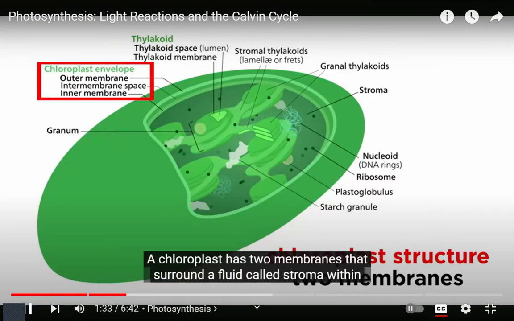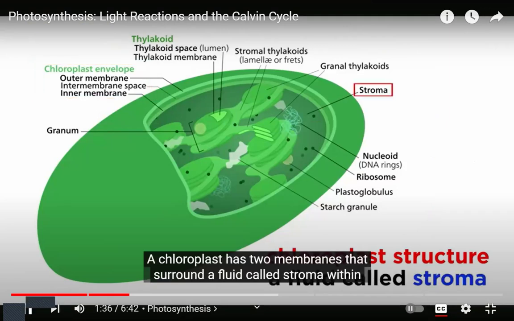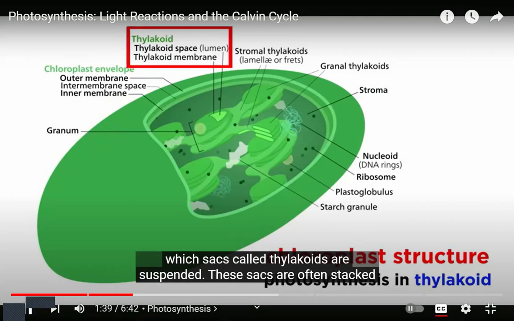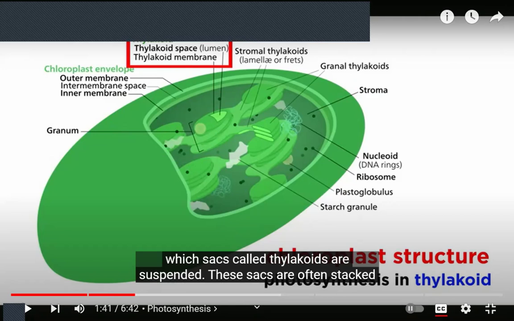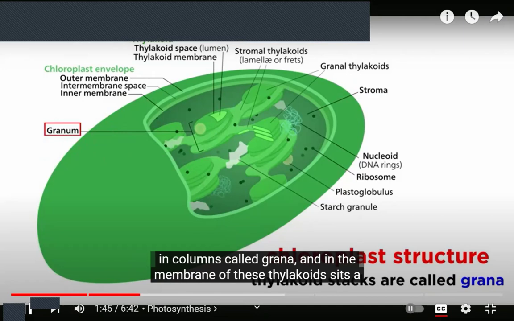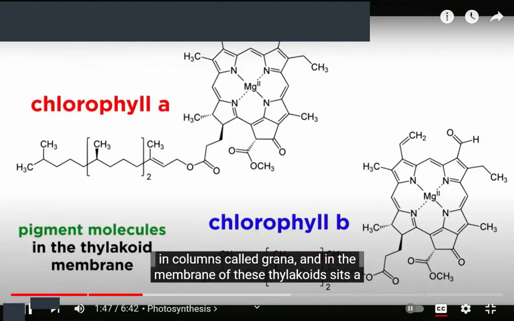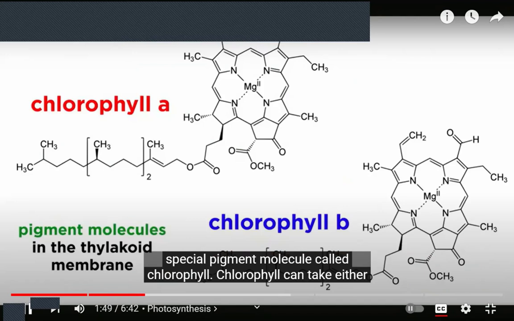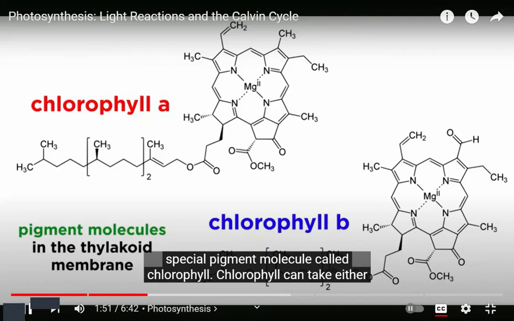A chloroplast has two membranes that surround a fluid called stroma, okay, we have discussed this already, within which sacs called thylakoids are suspended. Okay, thylakoids. I hope you can see it in the drawing, okay? These sacs are often stacked in columns called grana, and in the membrane of these thylakoids sits a special pigment molecule called chlorophyll. Okay, so here goes your green pigment.